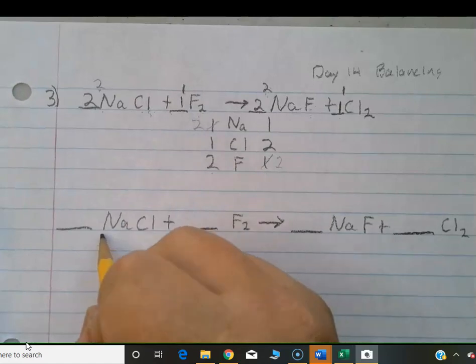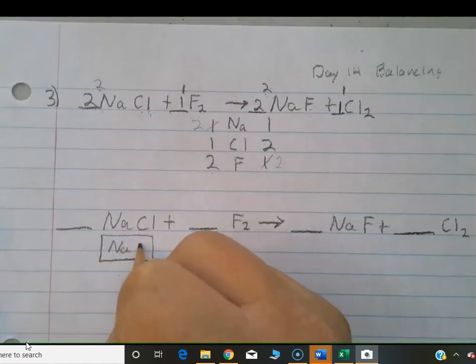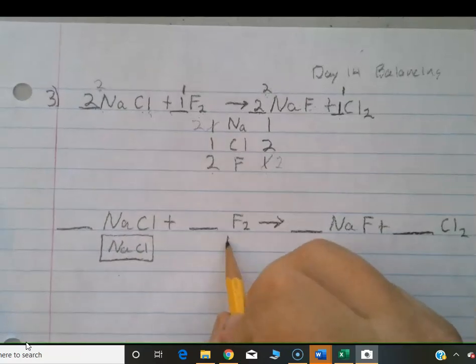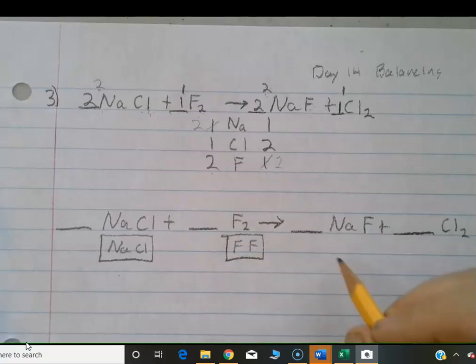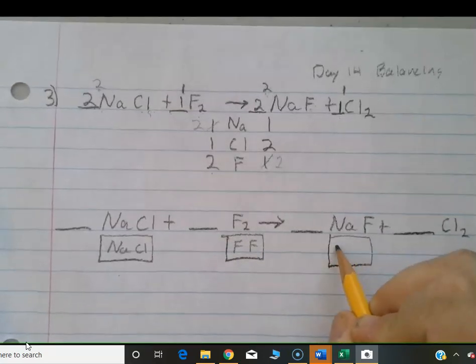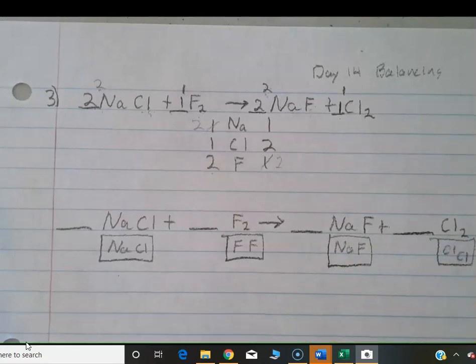Okay, so I have an NaCl. You separate it into the Na and the Cl. Here I have 2 fluorine atoms. You break everything into its atoms. Here I have an Na and an F. And here I have 2 chlorine atoms, Cl, Cl.